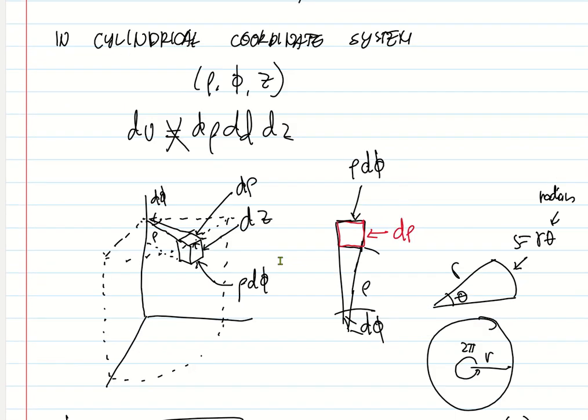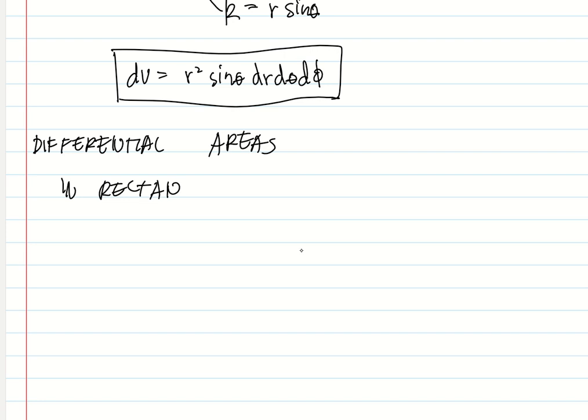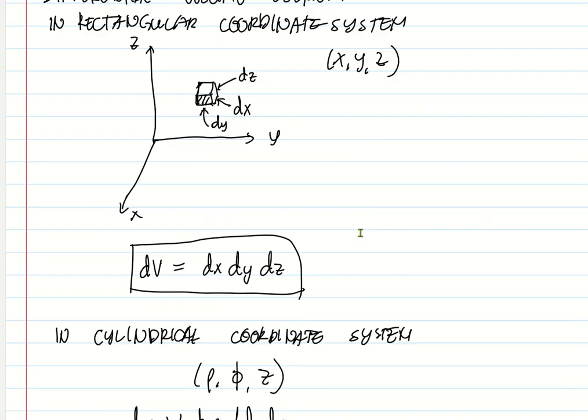After differential volume, we can determine the other differential elements. We have the differential surface areas. In rectangular coordinates, they are just all rectangles, and if you want to determine the area of a rectangle, it's just length times width. So in rectangular coordinates, there are different differential areas here.